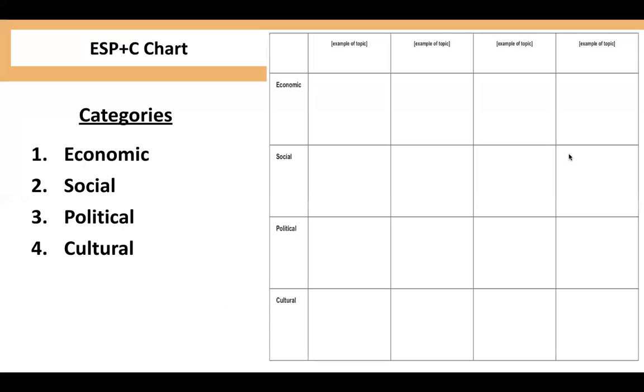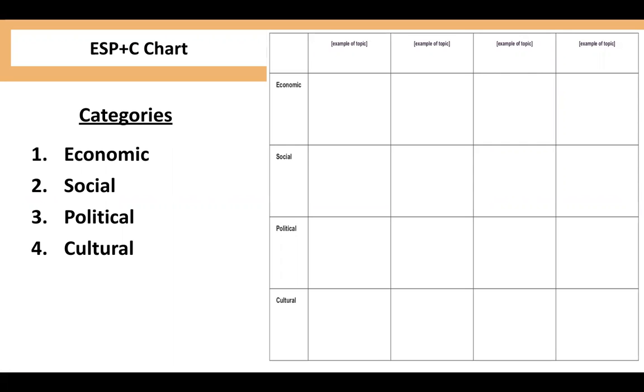So before we begin, let's actually look at the chart. It's fairly simple. It does have 4 categories that students will have to use to organize their thoughts. One will be economic, the second will be social, the next one will be political, and the fourth one is the cultural, the C.